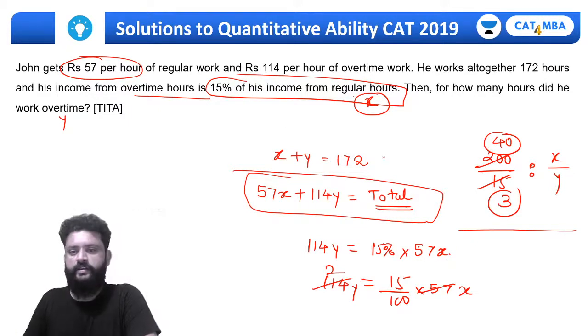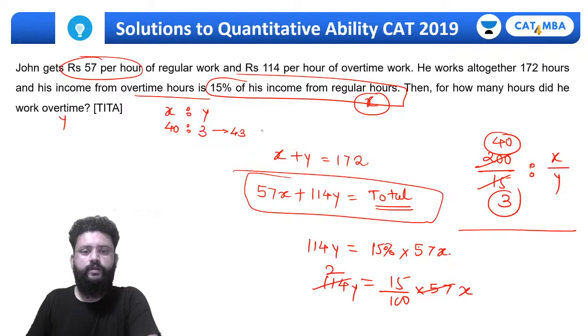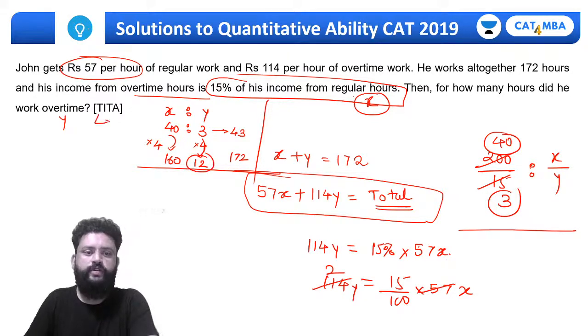फाइनल आंसर क्या होना चाहिए? ये बात तो इजी है ना फिर. x is to y, अगर x 40 है तो y 3 है, टोटल हो रहा है 43. We know the total is 172. तो बेसिकली इसका 4 4 जा 16, 4 टाइम्स करना था, ये 160 हो जाएगा. इसका 4 टाइम्स करते हैं तो ये 12 हो जाएगा. तो आंसर फॉर दिस क्वेश्चन इज 12 आवर्स.